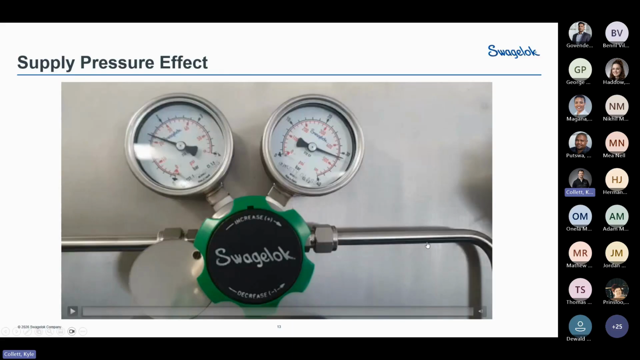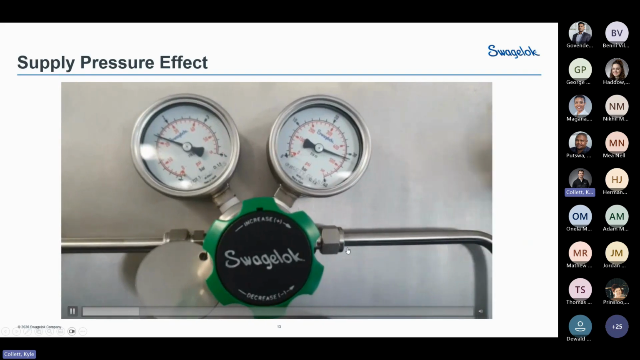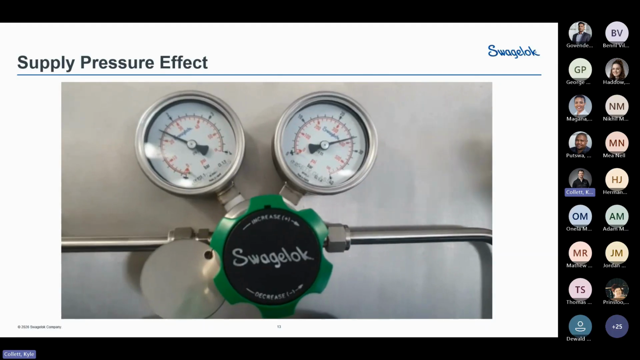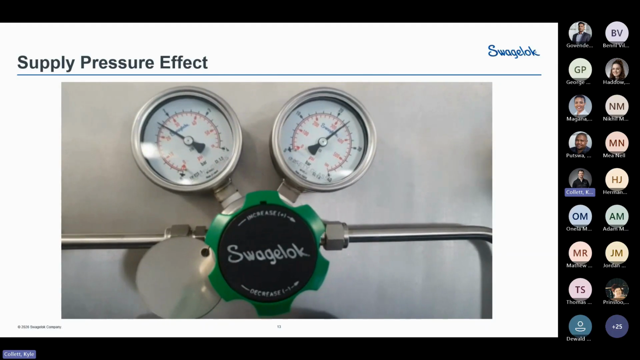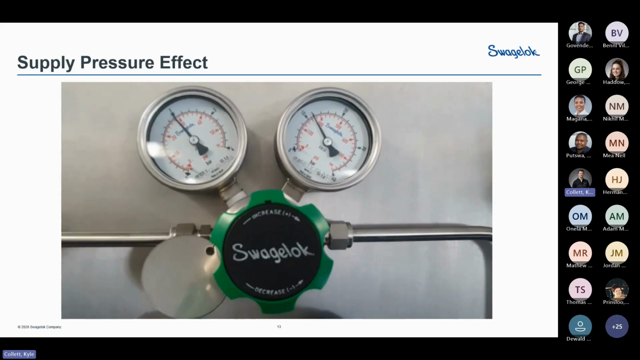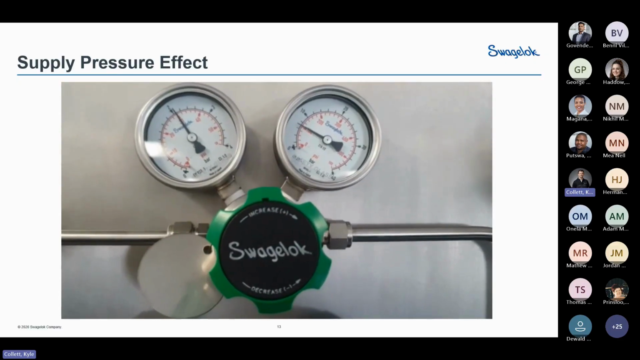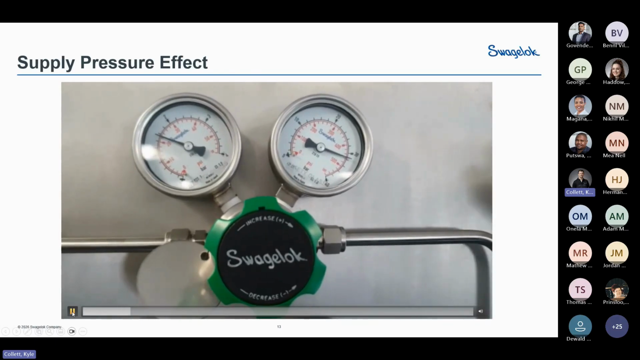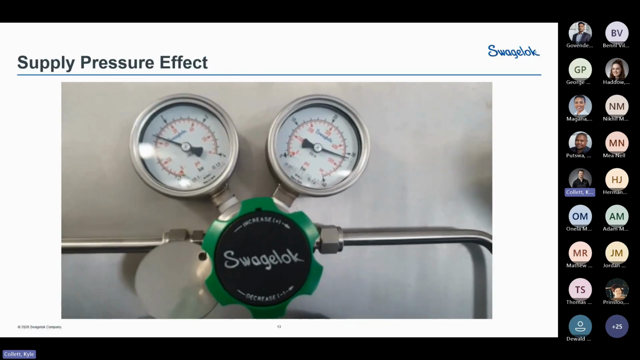In this particular video, the system is feeding from right to left, and you'll notice that as we decrease the pressure on the right-hand side, you would have noticed an increase in pressure on the left-hand gauge. I'll play that once more for you.